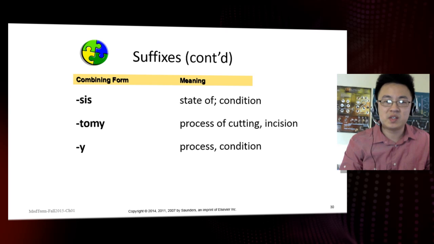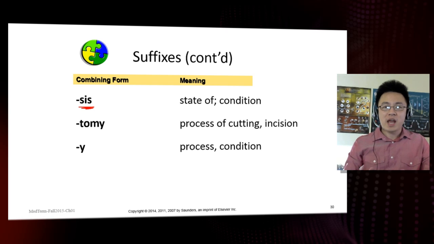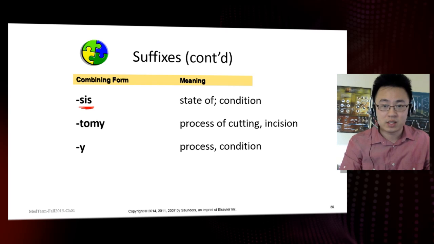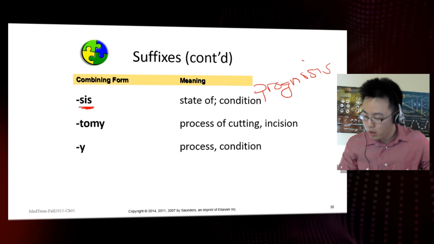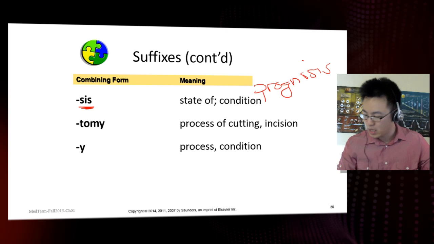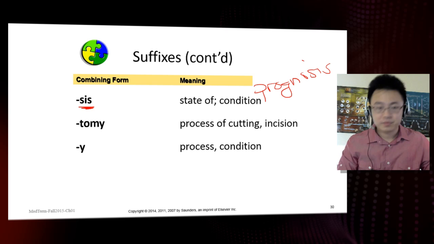Cis, not cis here, means state of or condition, not sister. Oh, hey sis, no, not that. Cis means state of or condition. For example, prognosis. Prognosis is the prediction about the outcome of treatment, which is different from diagnosis. So we'll get to diagnosis a little bit later in the class.